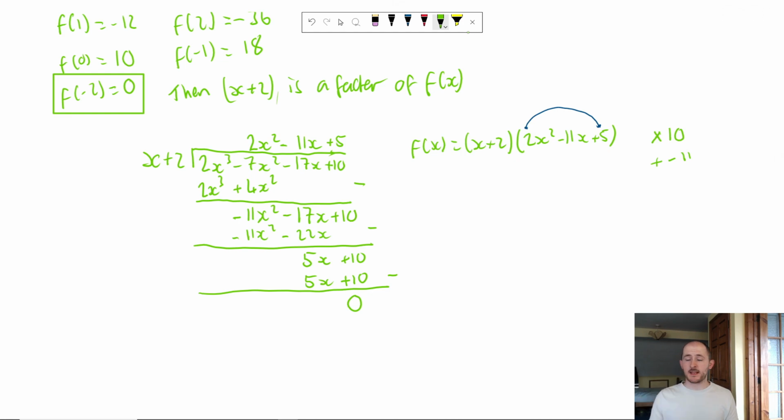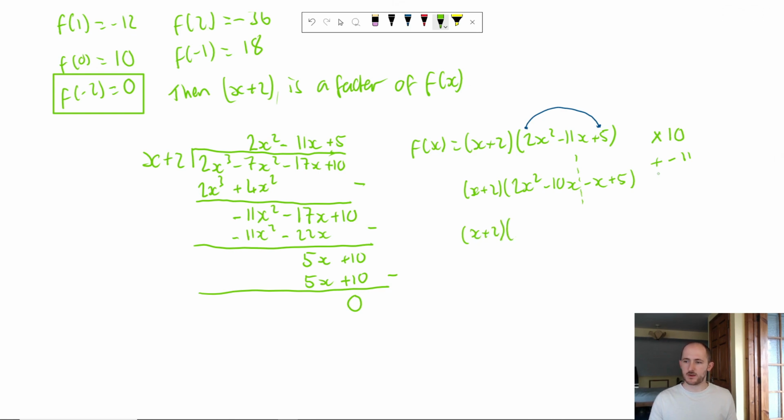So one thing that I'm thinking of, again, it adds to a negative number, but times is to a positive, which means they both have to be negative. So minus 10 and minus 1 would work. So we have x plus 2, 2x squared, minus 10x, minus x, plus 5. Then you split it down the middle and you factorize the first two terms and the last two terms separately.